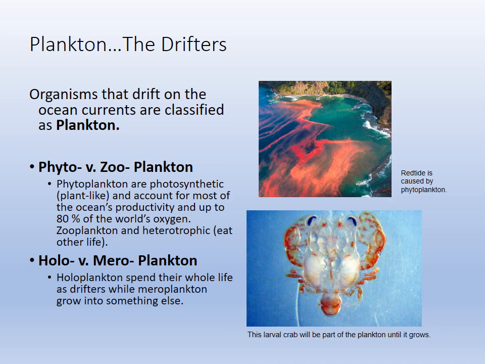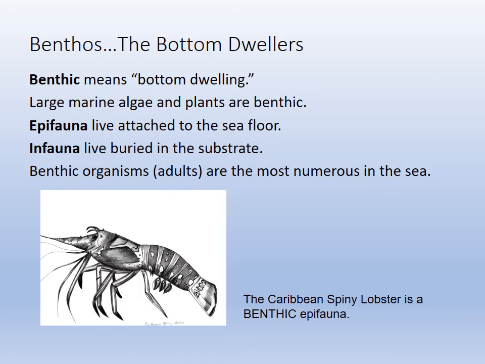Plankton is a Greek term meaning drifters. Planets drift too, so in astronomy, the planets are plankton, literally. Plankton are organisms that drift on the currents. Phytoplankton are photosynthetic. Zooplankton are heterotrophs, they eat. Holoplankton are always plankton. Meroplankton are larvae, spending part of their life as plankton. So that's the plankton.